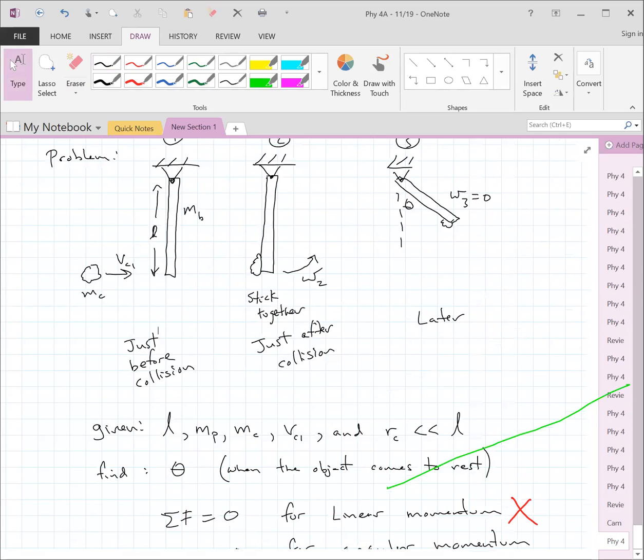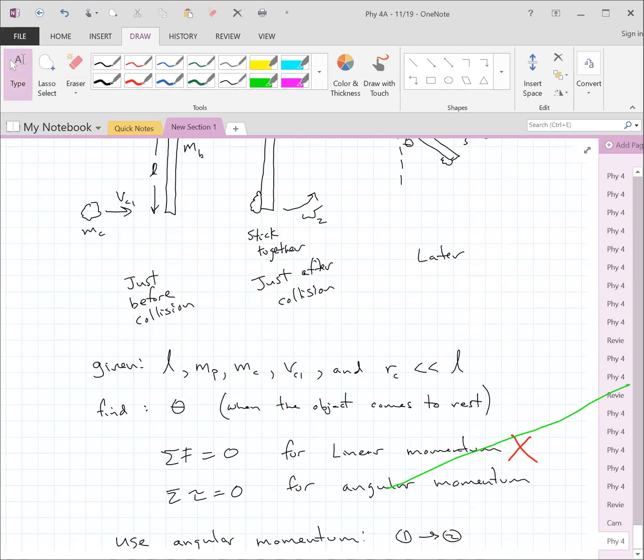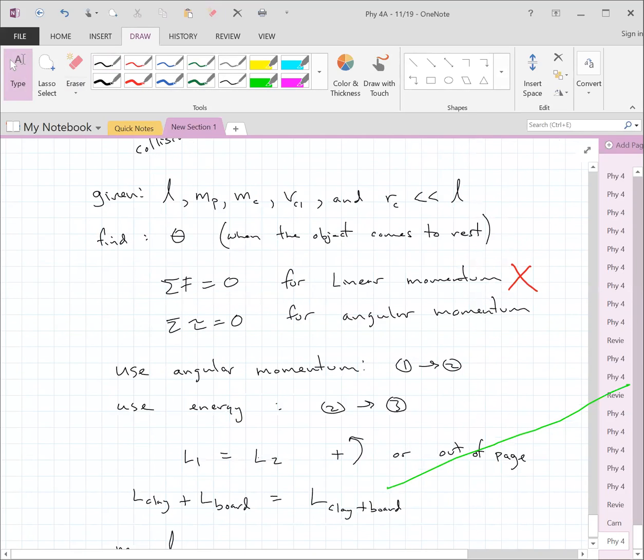Yeah, the clay is going to attach to the board, so you'll see how we treat that in a second. But yeah, we'll have to treat that like 2 different masses, basically, 2 different objects.